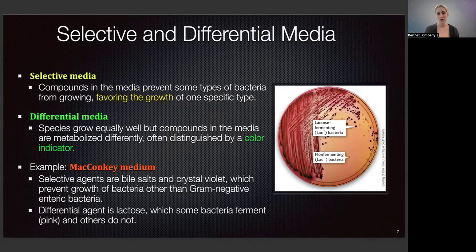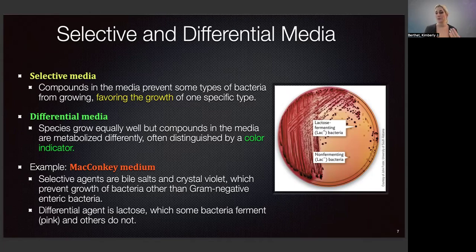So in this example here, we see MacConkey medium. It's actually selective and differential. So we can have both those components combined into one medium. MacConkey medium is a really, really common lab agar that's used. Its selective component is going to be bile salts and crystal violet. So bile salts and crystal violet are going to prevent gram-positive microorganisms from growing, and also it allows for enteric microorganisms to grow. So it selects for those gram-negative enteric microorganisms and cancels out the gram-positive organisms.